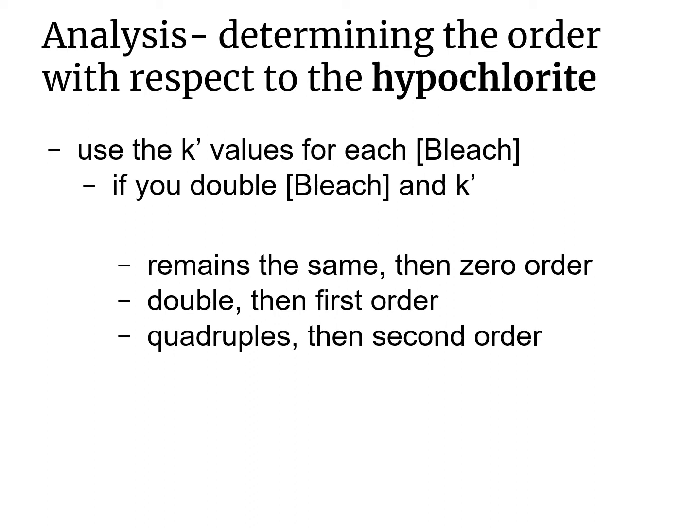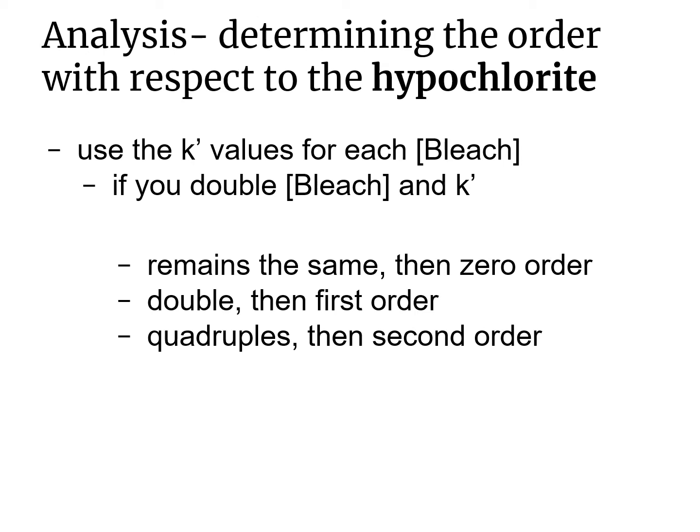And once you plot the 3 runs, remember that the concentrations of bleach were like half of each other. So you had 0.068, 0.034, and then 0.017. So you want to compare the K prime values for the different concentrations of bleach. Take for example the 0.34 and 0.017 concentrations. You are going to compare what the K prime values are for the two.